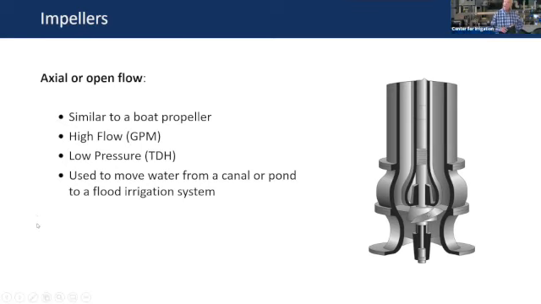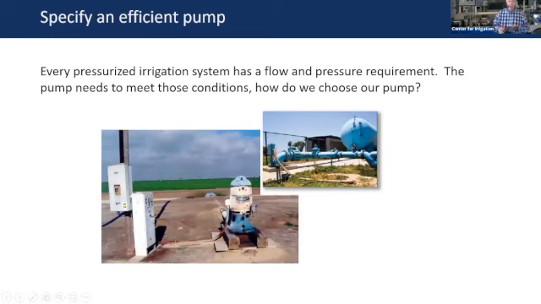So those are three main types of impellers. We had three main types of pumps: the vertical turbine, the submersible, and the end suction centrifugal or booster pump. And then we have the three impellers. We have the radial or closed, semi-open or mixed flow impeller, and the axial or open flow impeller.